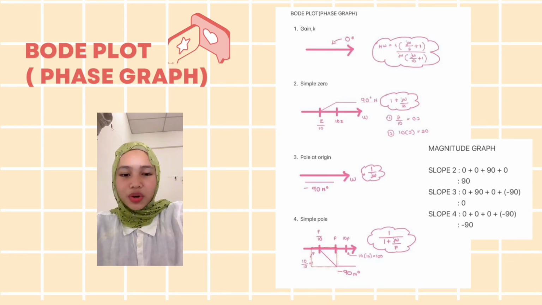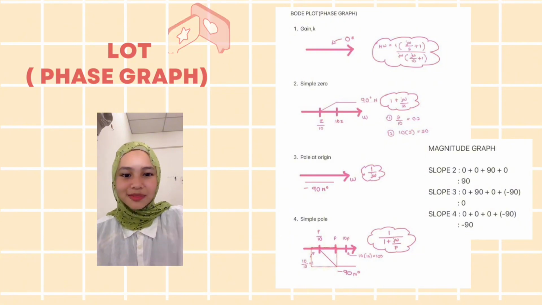Third, pole at origin. The formula is 1 divided by j omega. It has negative 90 degrees. Fourth, simple pole. The formula is 1 divided by 1 plus j omega divided by p. It has 3 plot points: p over 10, p, and 10 p. 10 over 10 equals 1. Negative 90 degrees, 10 times 10 equals 100.